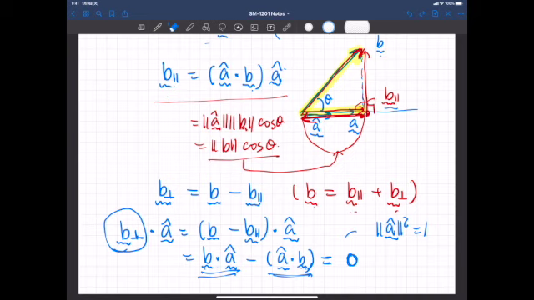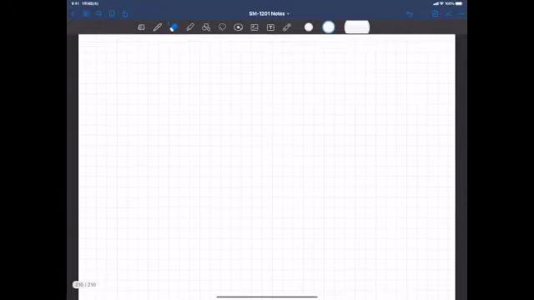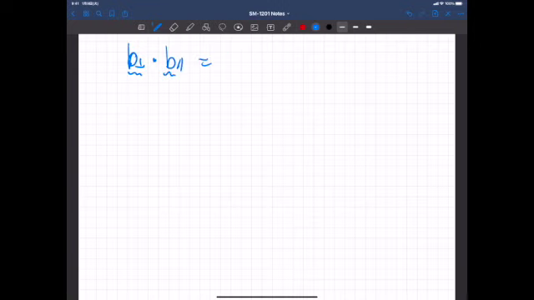And of course, B parallel is parallel to a hat. So we also have B perpendicular dot B parallel is 0. So they are perpendicular to each other.